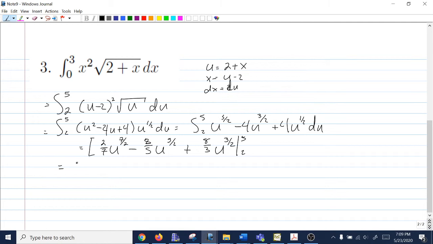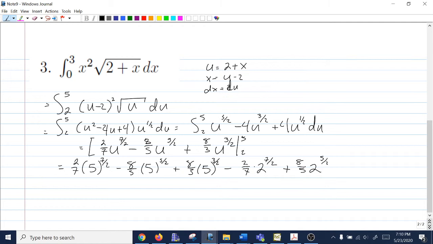Gross. I get 2/7, 5 to the 7/2, minus 8/5, 5 to the 5/2, plus 8/3, 5 to the 3/2, minus 2/7 times 2 to the 7/2, plus 8/5, 2 to the 5/2, minus 8/3, 2 to the 3/2.